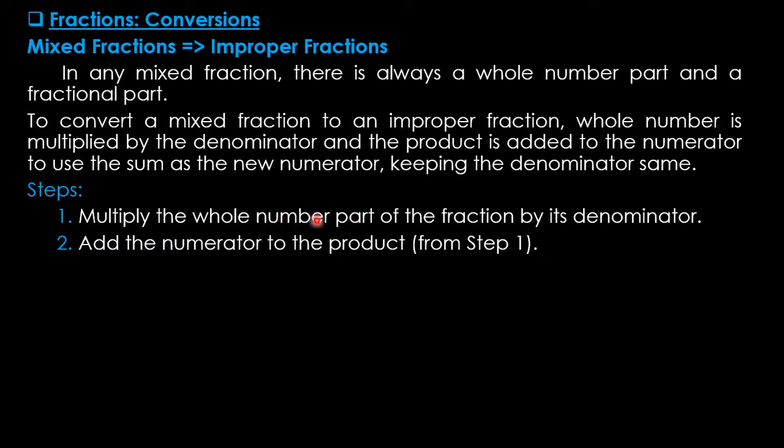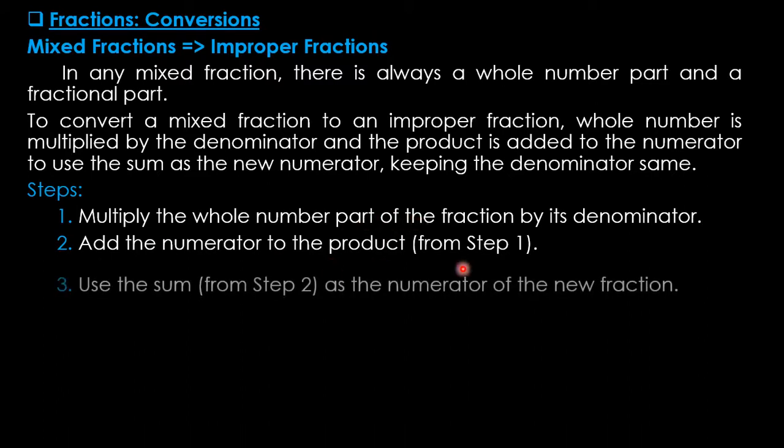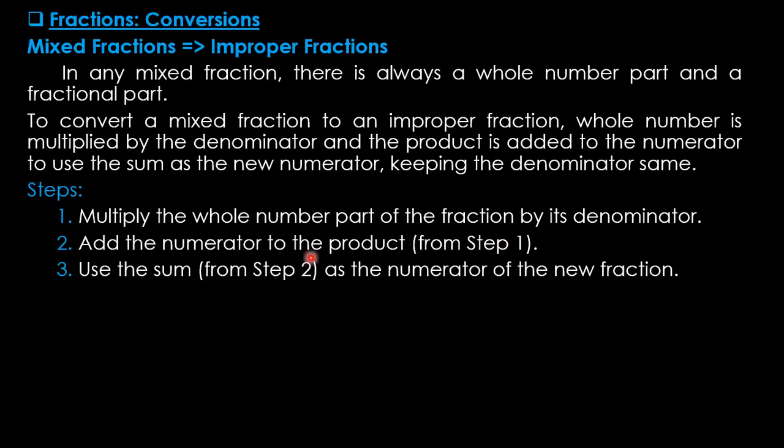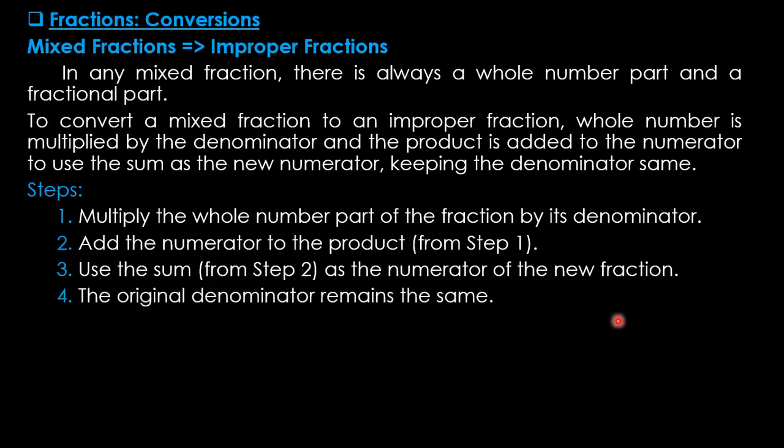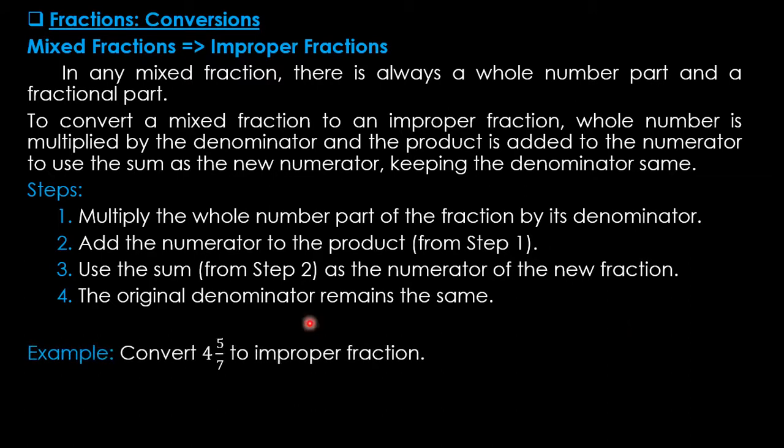So whatever product we get from step 1, in step number 2 we add the numerator to that product. Number 3, use the sum from step 2. After adding, we can use that sum as the numerator of the new fraction. Then the original denominator remains the same. Let us have an example. Convert 4 and 5 over 7 to an improper fraction.